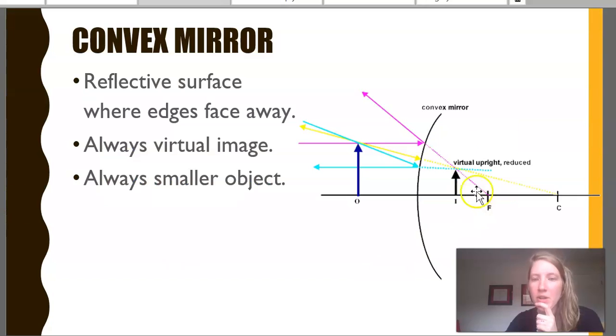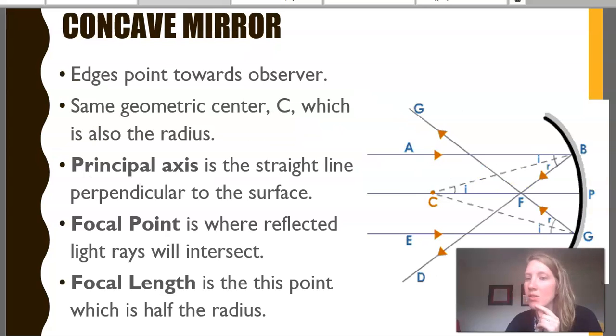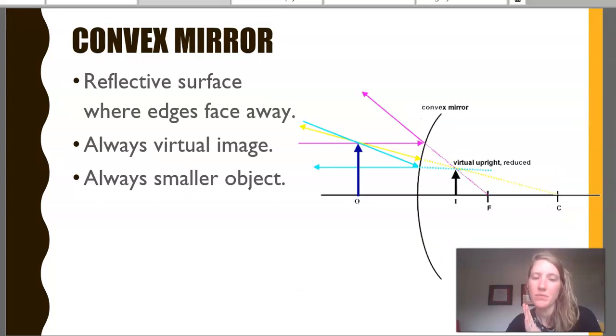So convex mirrors, they are the ones that kind of point out towards you. So if this is our object here, the reflective surface is coming out at you versus what we were doing earlier with a concave mirror where it caves in, okay? That's concave. We are now on convex. Convex: reflective surface where the edges face away, the middle points towards you. These are easier because you're always going to get a virtual image that's smaller and upright.